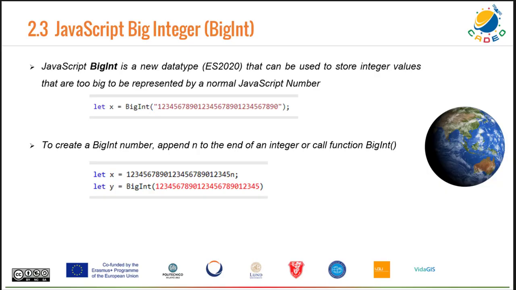Next, JavaScript BigInt. JavaScript BigInt is a new data type since JavaScript 2020 that can be used to store integer values that are too big to be represented by normal JavaScript numbers. Let's see the example. To create a BigInt, append n to the end of the integer, or call the function BigInt.